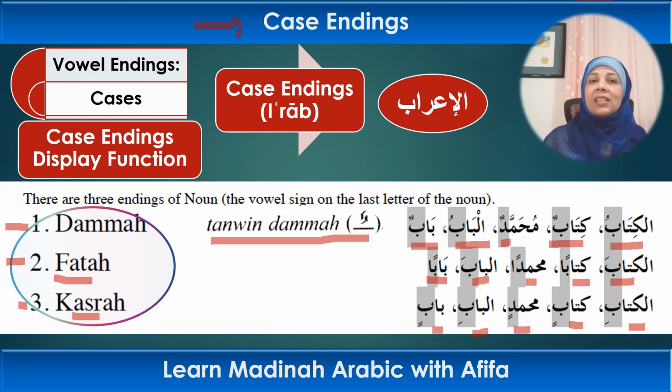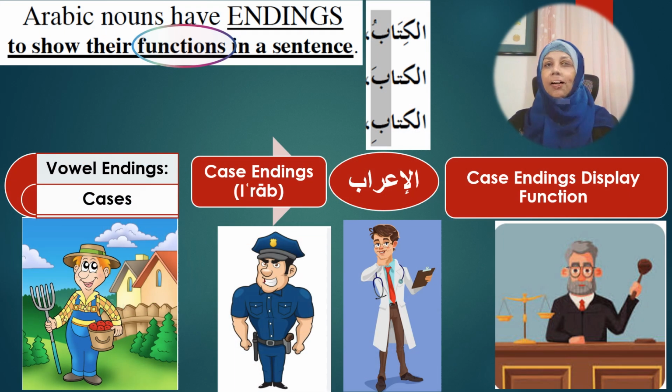So these case endings in Arabic are called al-i'rab. Okay? And they are going to display the function of the sentence, and we will learn more about the functions now. Arabic nouns have endings to show their functions in a sentence.